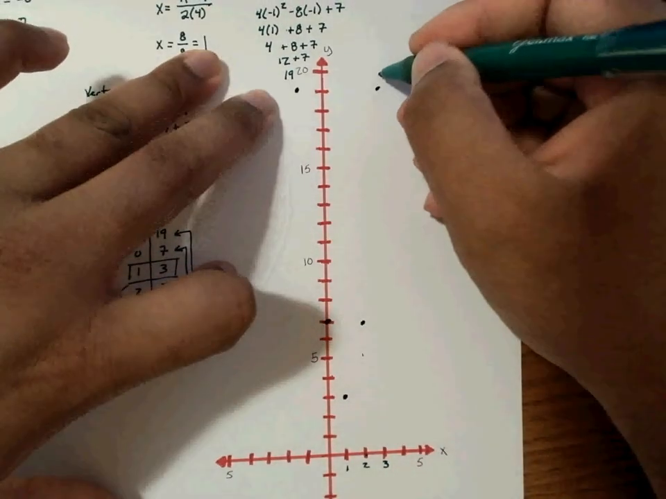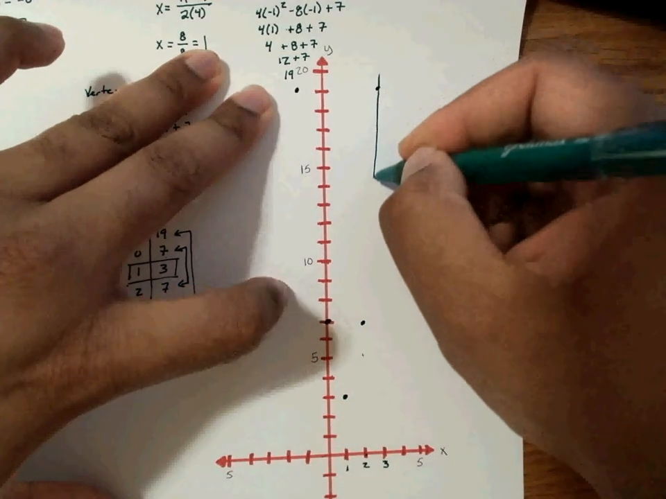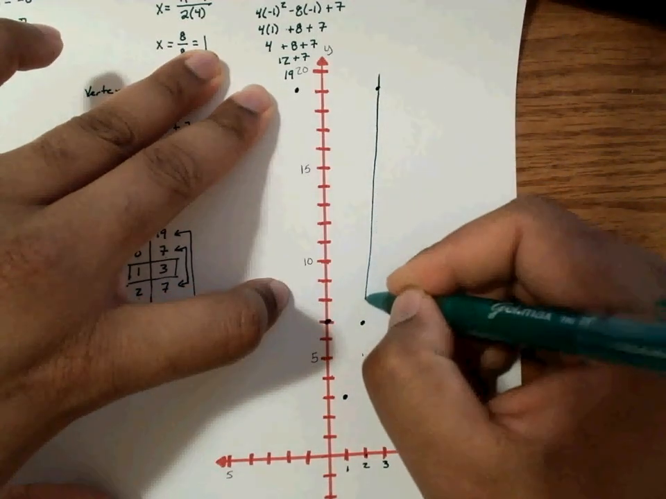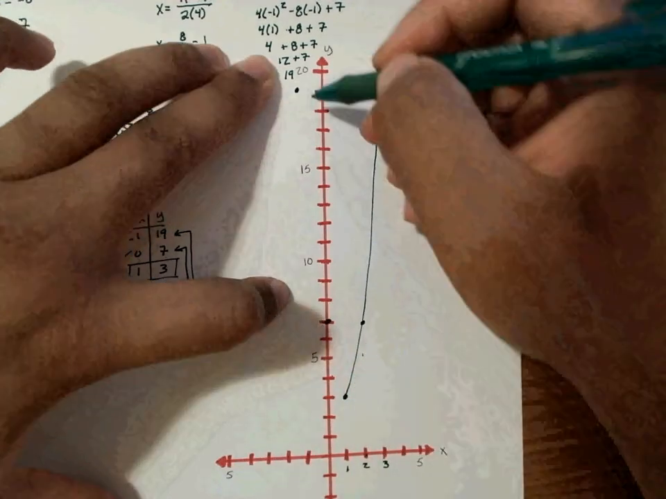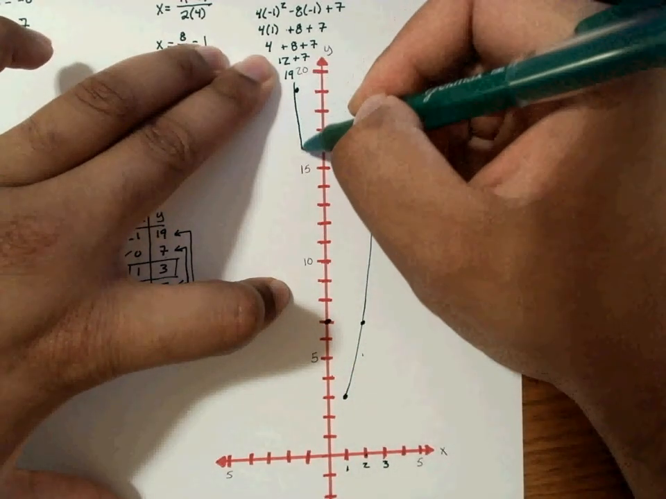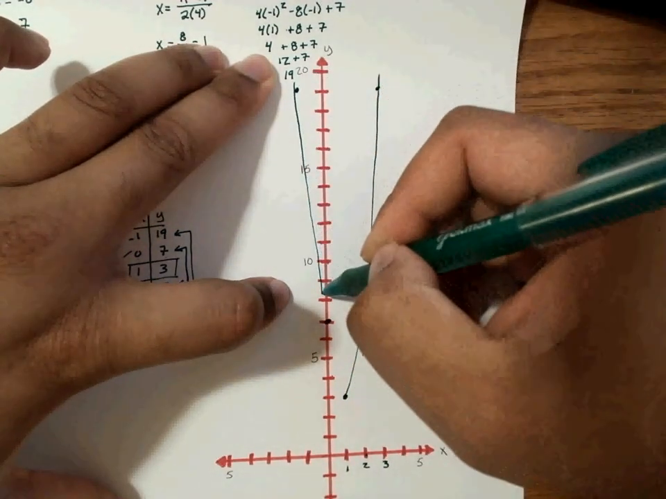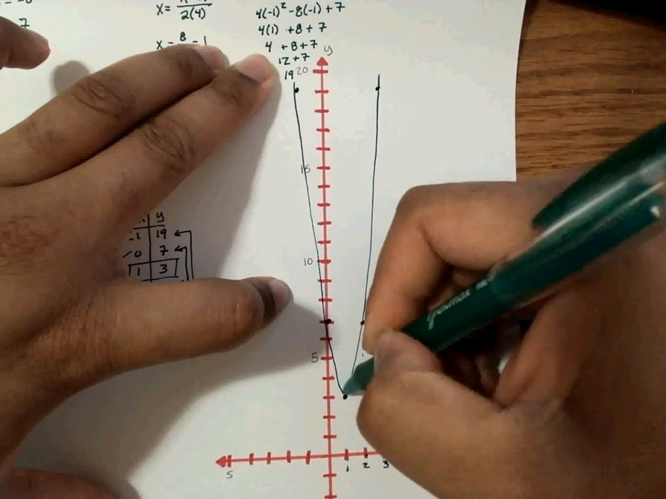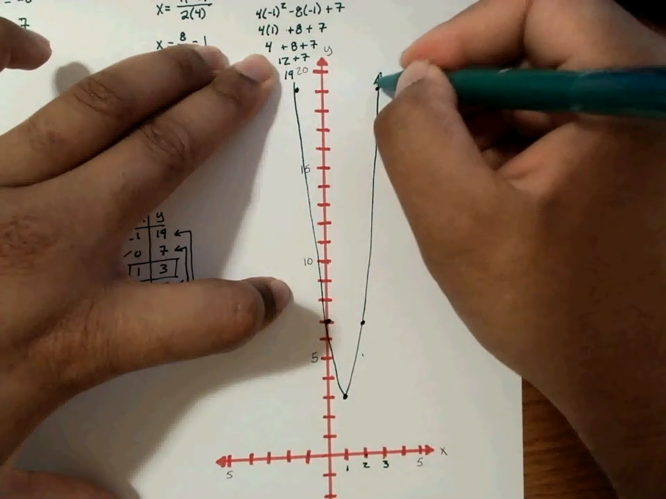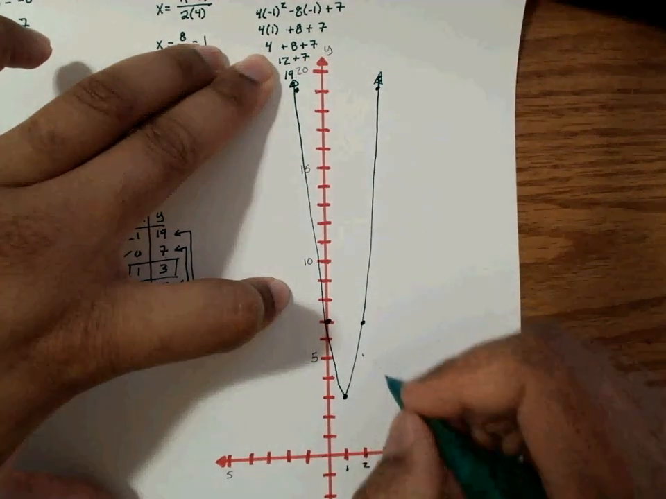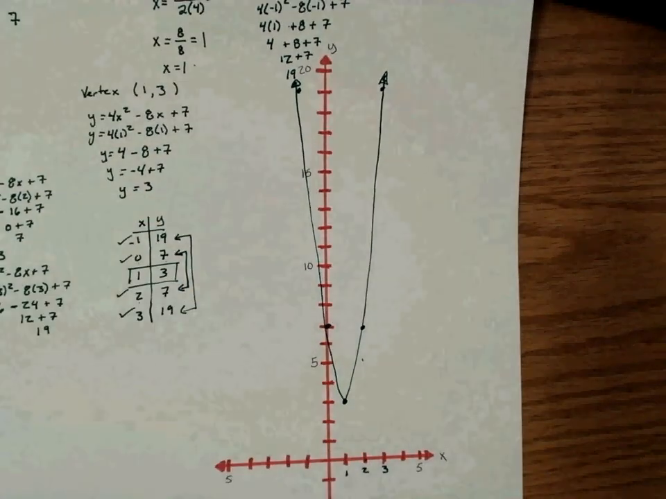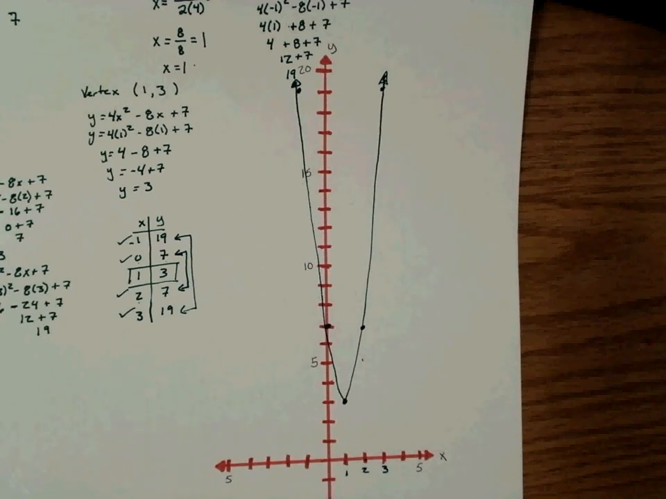And I'm just going to connect it. And then draw my arrows up there. So we know this is called a parabola and it's concave up. And that's all it pretty much is to graphing a quadratic. Again, I hope this video helped.